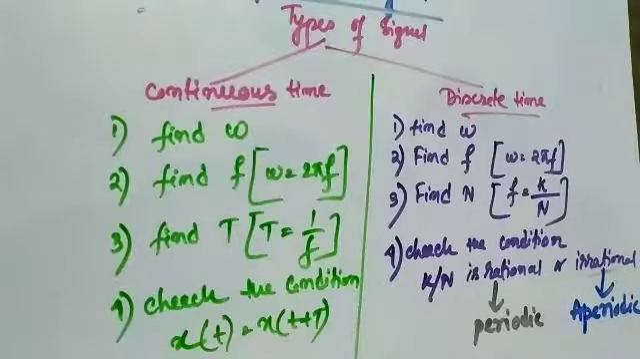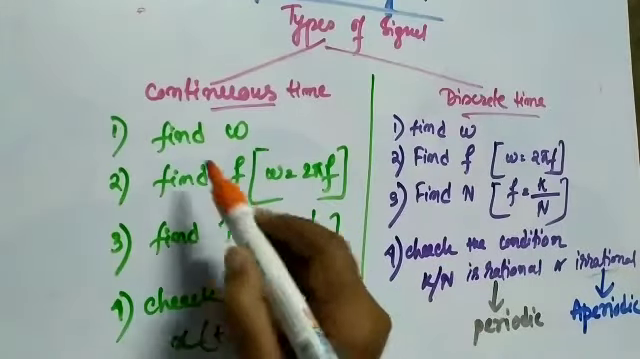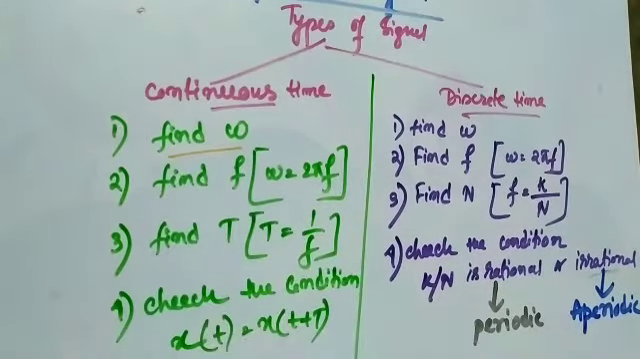So, at a glance, go through the total topic, find out whether the signal is a periodic or aperiodic signal. If a question is given to you, irrespective of whether the signal is a continuous or discrete time signal. So, for a continuous time signal, first find out the omega. Your omega is given to you in the problem and you have to find out the omega.